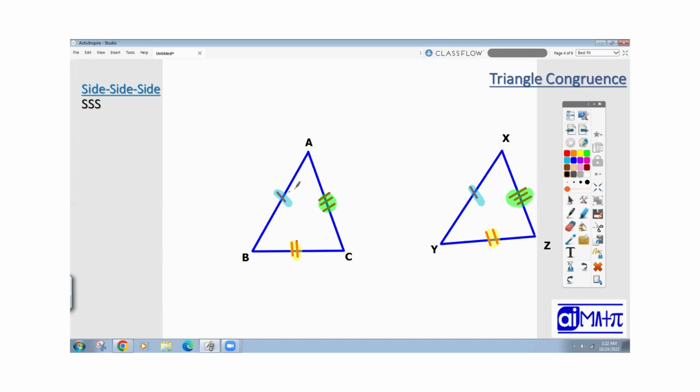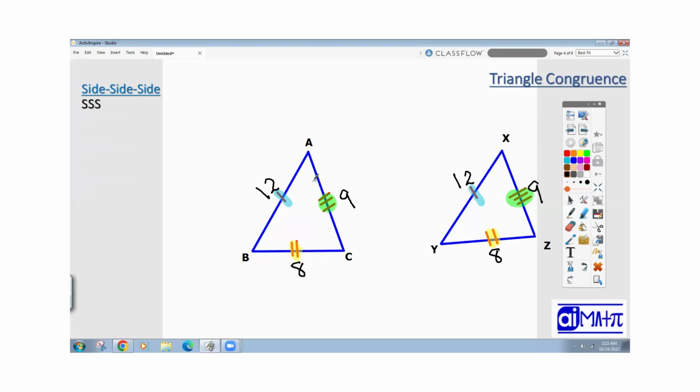That doesn't mean that all of these must be the same. This could be 12, this could be 8, and this could be 9. That just means this side would also be 12, this side would also be 8, and this side would also be 9. That doesn't mean that all of these numbers are the same.